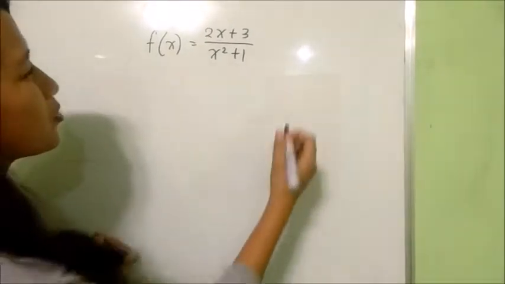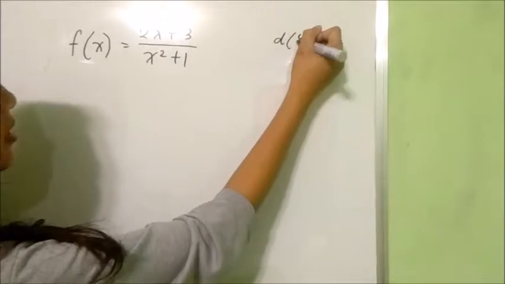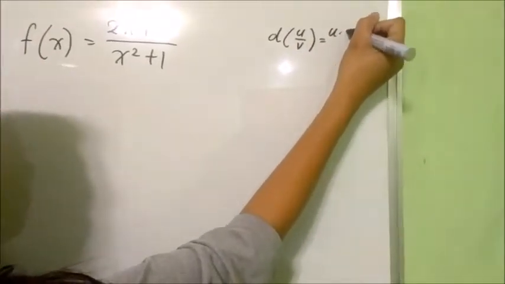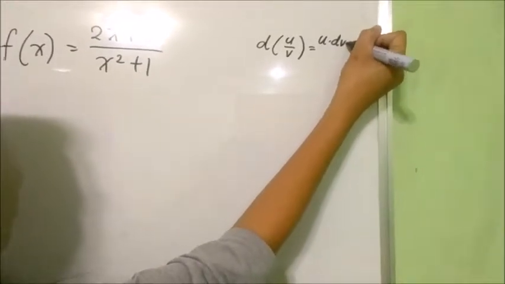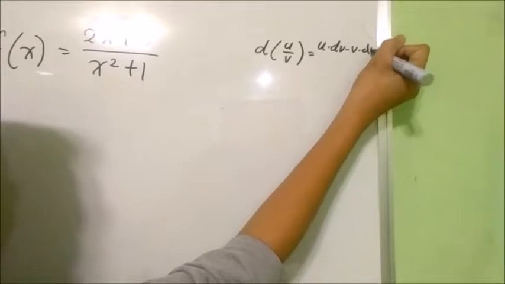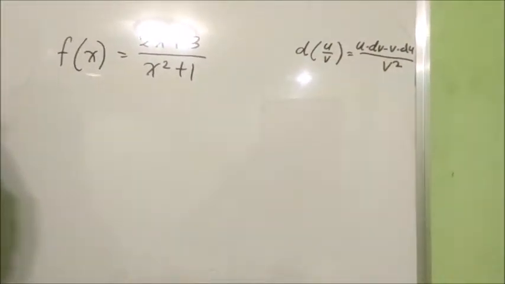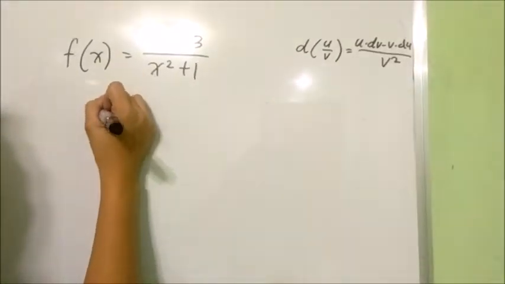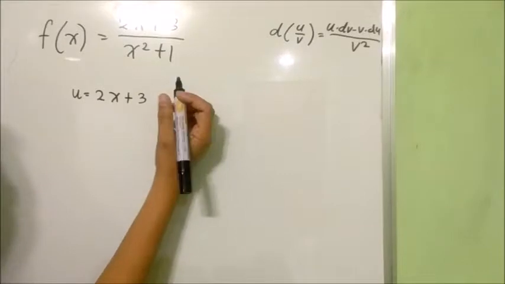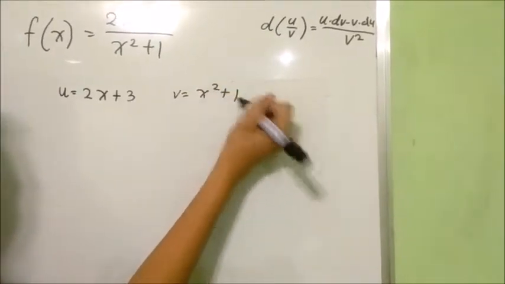To find the derivative of this function, we are going to use the quotient rule, in which the quotient rule states that the derivative of u over v is equal to u times the derivative of v minus v times the derivative of u all over v squared. Now obviously our u here is our numerator, which is 2x plus 3, and our v is our denominator, which is x squared plus 1.